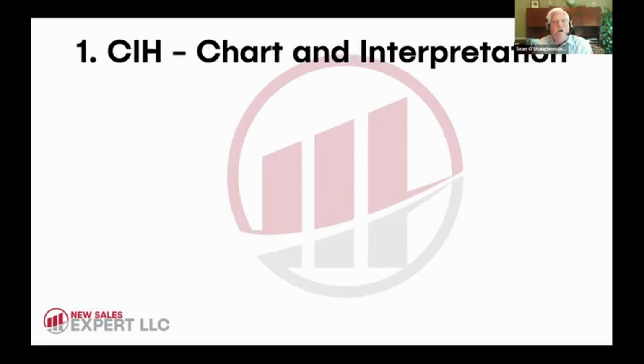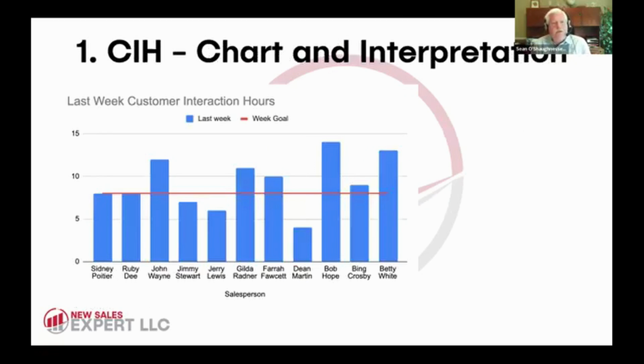So let's look at the chart. After every one of the analytics I do, I'm going to show you the chart and how to interpret it. So here is the last week. You'll see I have an all-star cast for my sales team. This is a fantastic sales team. I would love to work on it.